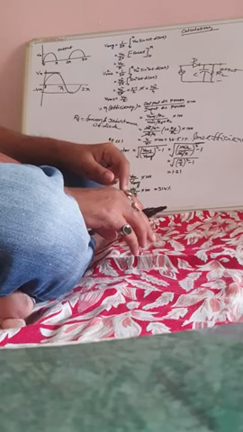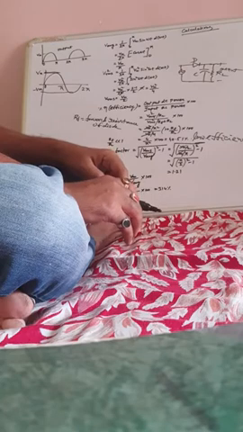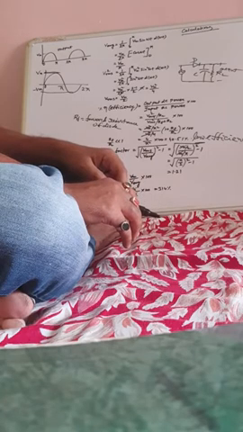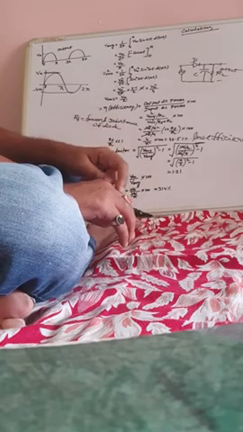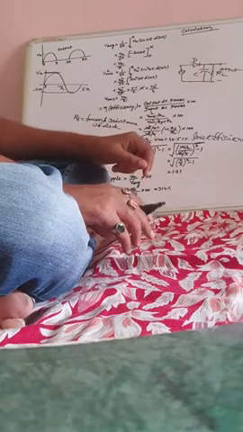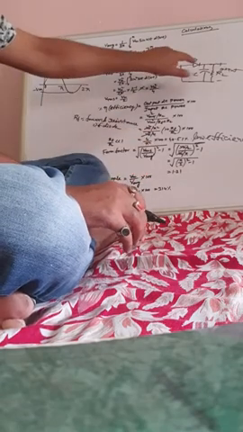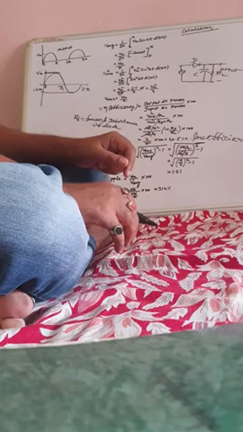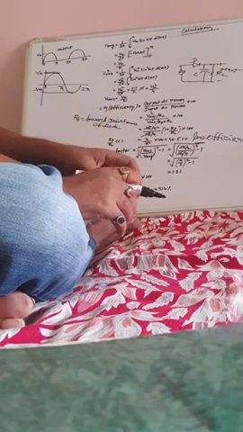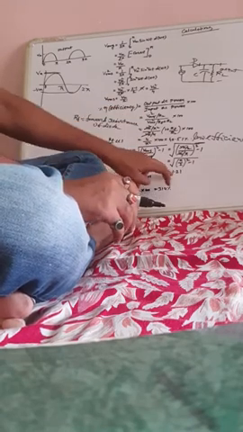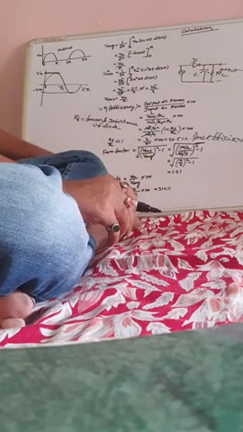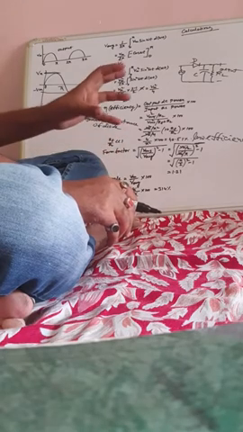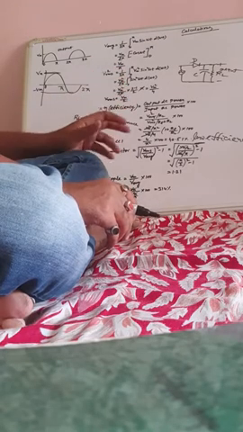VAVG is equal to Vm by pi whole square, so Vm square by pi square, and Vrms is equal to Vm by 2 whole square, which is Vm square by 4. So it is 4 by pi square into 100, equal to 40.51%. This is low efficiency. The efficiency will be increased if we use 2 diodes instead of 1 diode. Now this is your form factor, and this is your percentage ripple. It indicates how much percent of ripple is present during rectification.